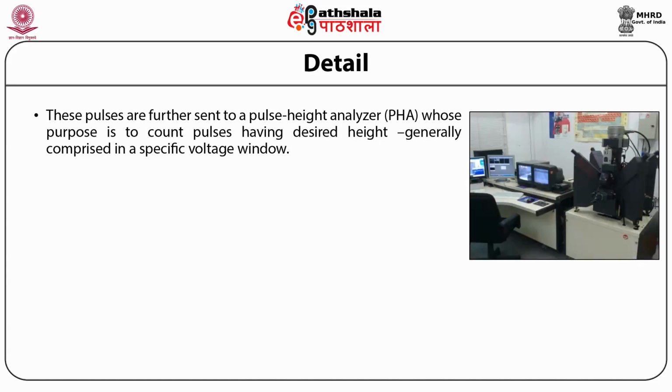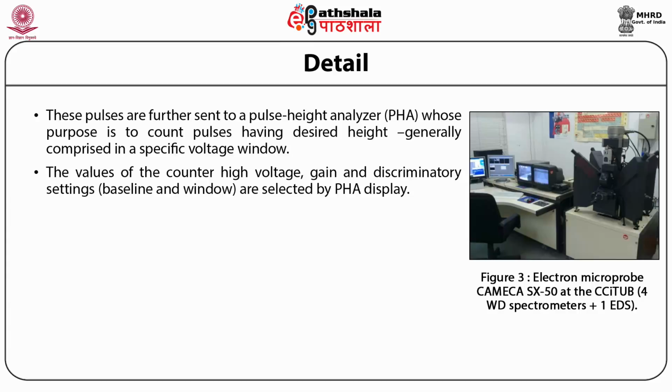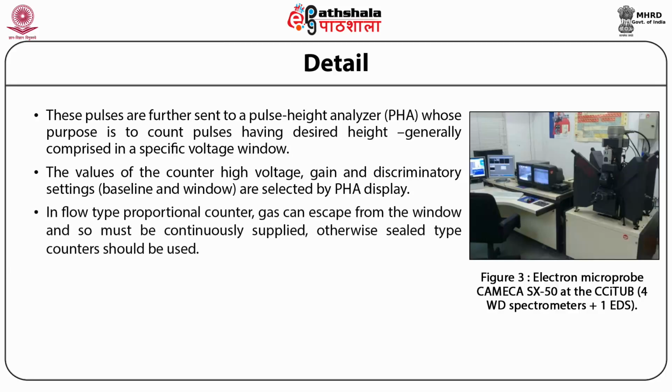These pulses are further sent to a pulse height analyzer, that is PHA, whose purpose is to count pulses having the desired height, which is generally comprised in a specific voltage window. The values of counter high voltage, gain and discriminator settings, that is baseline and window, are selected by the PHA display. In a flow type proportional counter, gas can escape from the window and so must be continuously supplied. Otherwise, sealed type counters should be used.